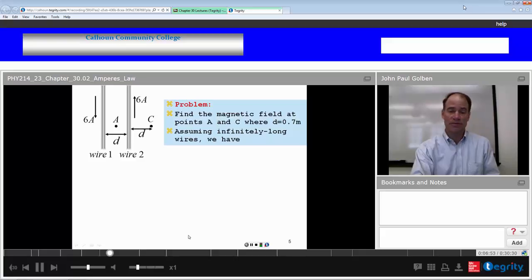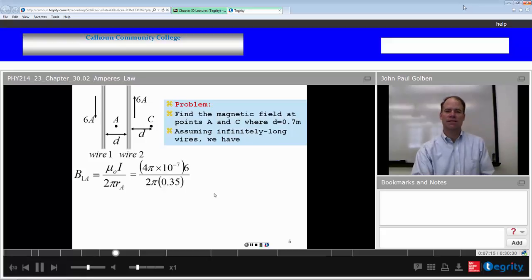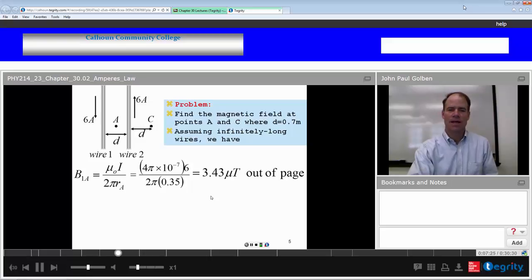So assuming we have infinitely long wires, if we look at wire number 1, the magnetic field at point A is going to be equal to mu naught I over 2 pi r. R is the perpendicular radius to that point from the wire, and that's going to be equal to half d. So we have mu naught, 4 pi times 10 to the minus 7, 6 amp current over 2 pi, and our distance is going to be 0.35 meters, half of 0.7 meters. That would be equal to 3.43 microtesla.